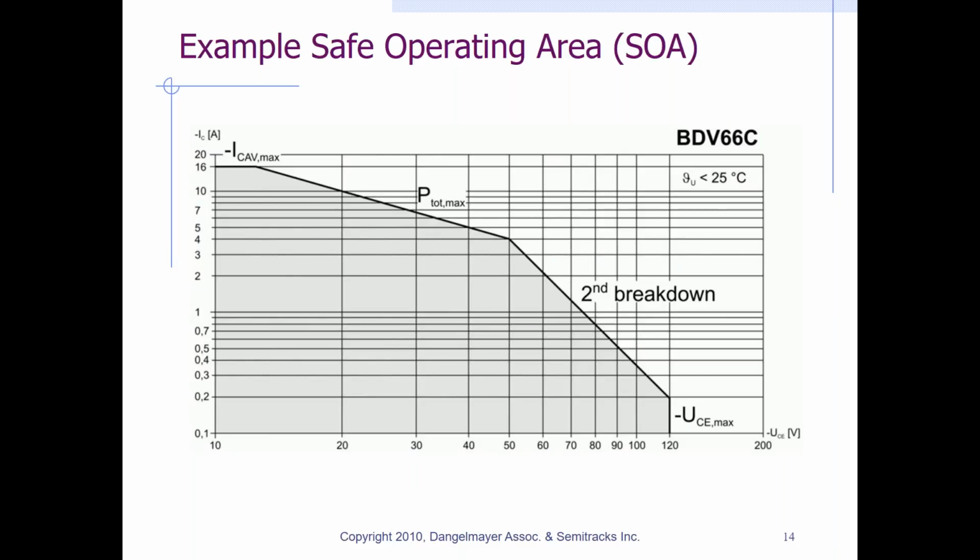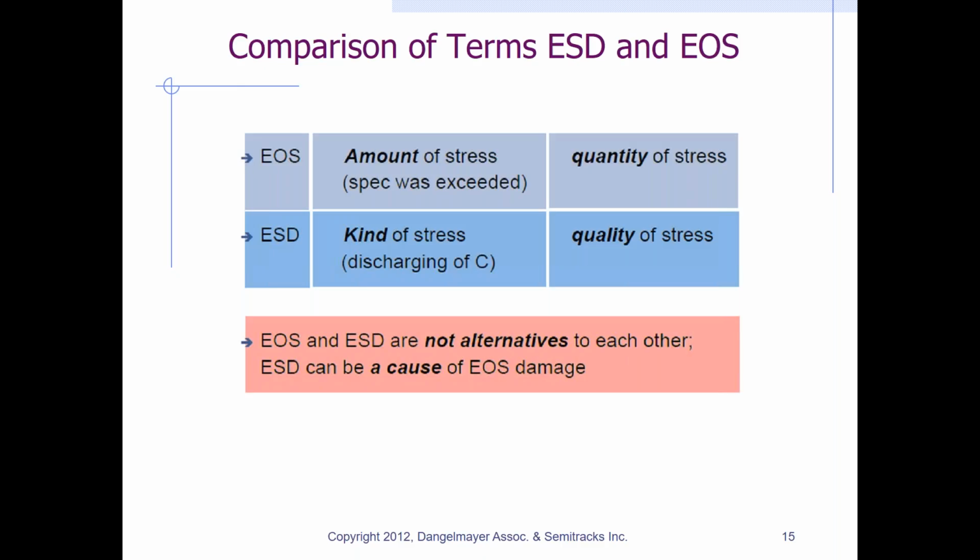Here's an example of an actual safe operating area out of a device data sheet. And here there's actually four AMRs, including the current, a voltage, a power, and a second breakdown limit. Okay, next slide. So how should we talk about these terms? So electrical overstress is actually an amount of stress. It means that the stress that occurred exceeds some characteristic of the device as a manufactured structure. So it's a quantity of stress.